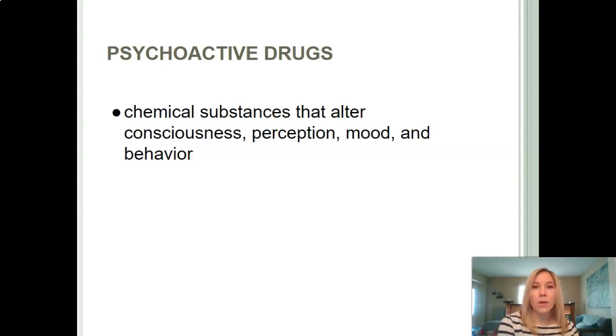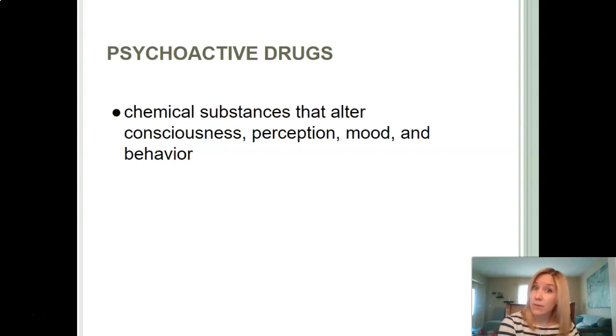So, for example, Advil, that's a psychoactive drug. I believe ibuprofen is its generic name, right? But it alters your perception of pain. It makes it so that you feel less inflammation and less pain messages get sent in your body. Same for Tylenol. Tylenol is a psychoactive drug. Even caffeine, what you drink in your coffee and in your energy drinks, that's a psychoactive drug.